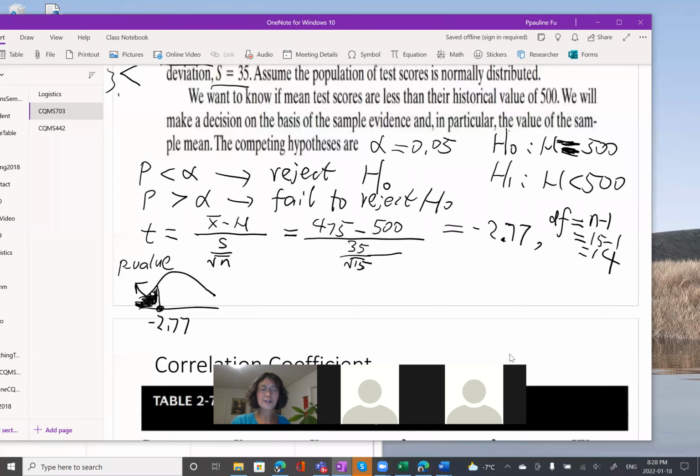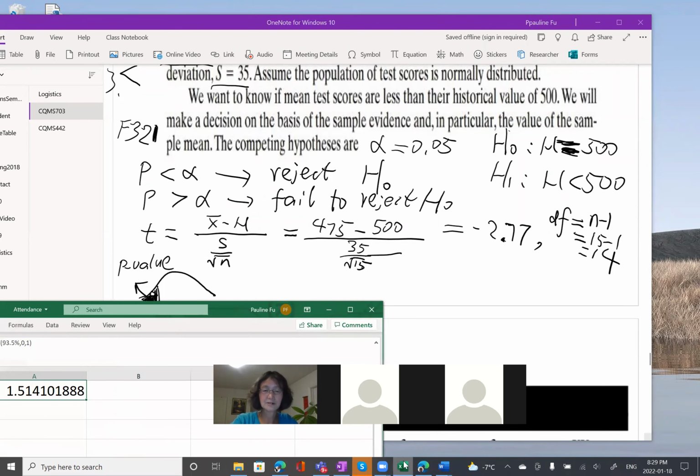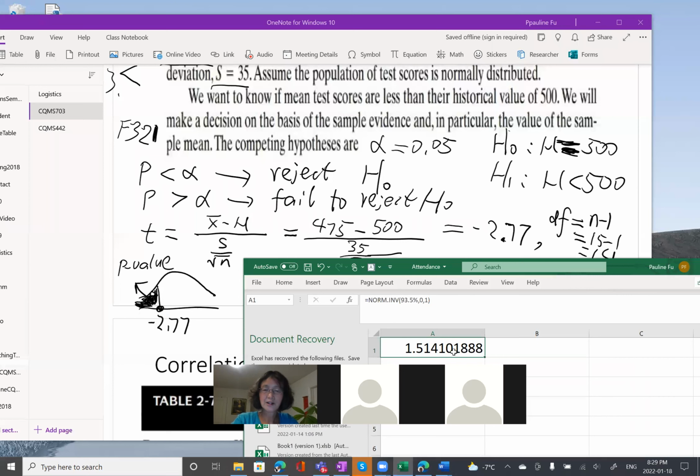If you use a statistical calculator, I will give you the hint: F3 test, F2 t-test, F1 one sample, and you get the p-value as well as the test statistic. Here I'm using Excel to find the p-value. I'll just erase this number. And in Excel, this is a one-tailed test.